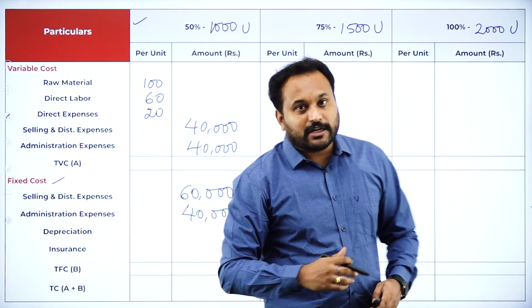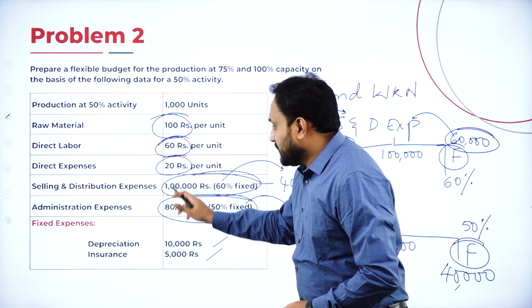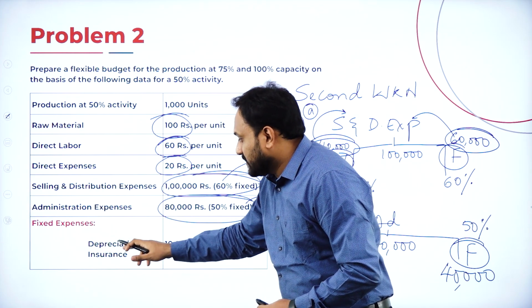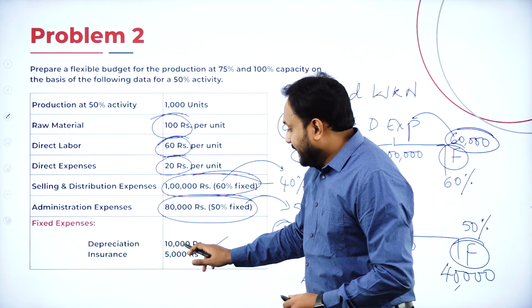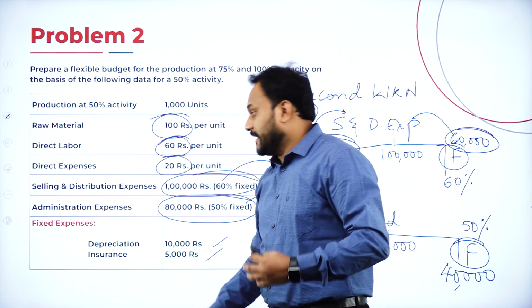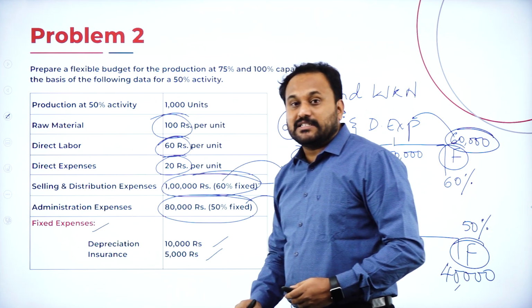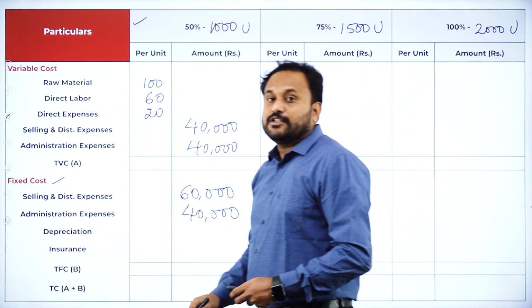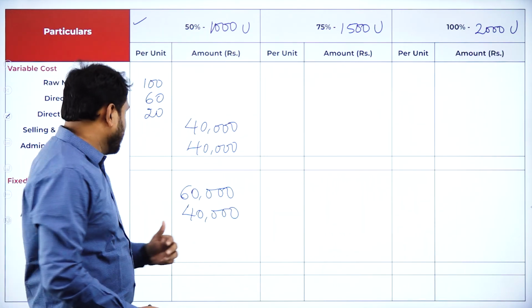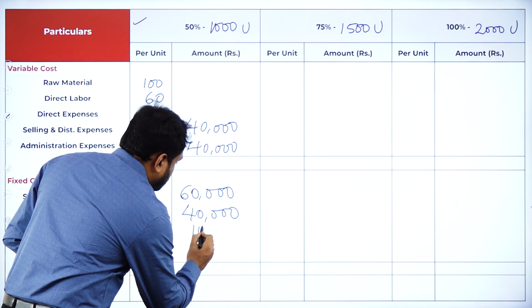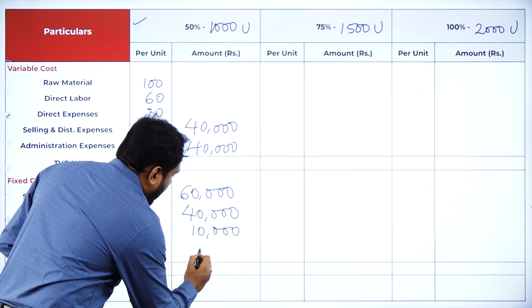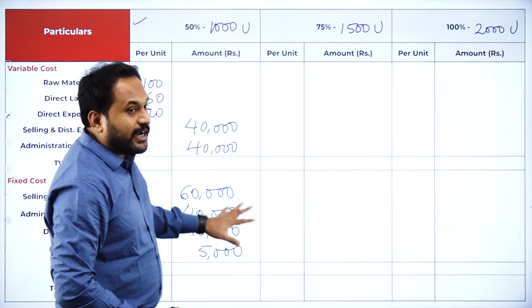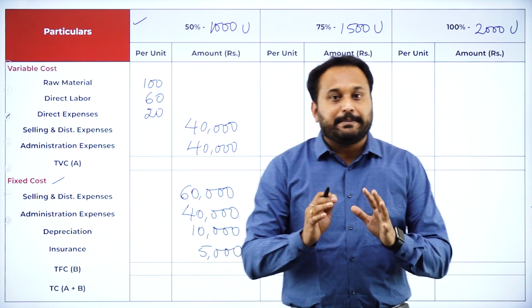Now let's again go back to our question. So these things are done. Now we don't need this entire question. Fixed expenses, depreciation and insurances, 10,000 and 5,000. They have only said it as what? Fixed expenses. So we'll write depreciation and insurance they have given. So how much we are supposed to write? We are supposed to write here 10,000 and one more is 5,000. So we are done with the 50% capacity.